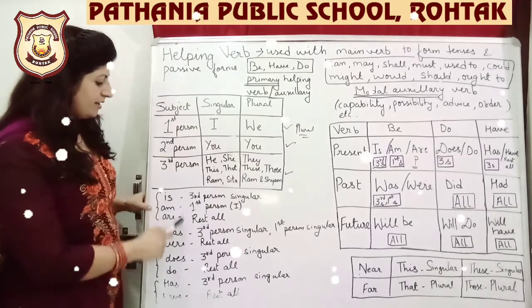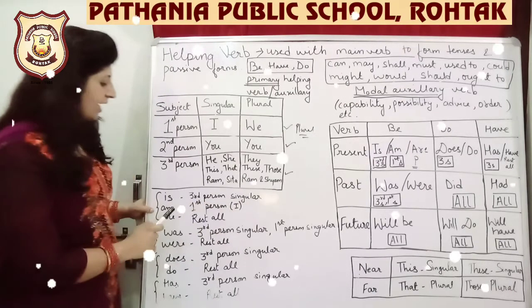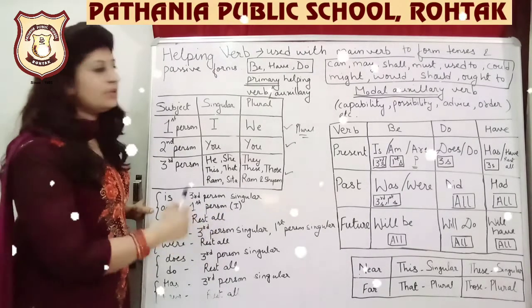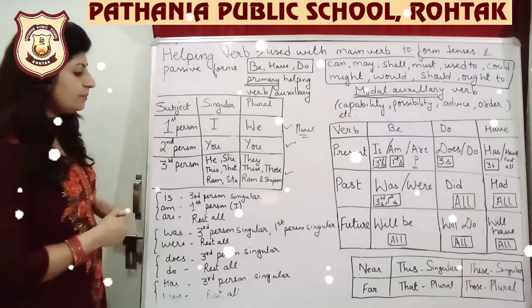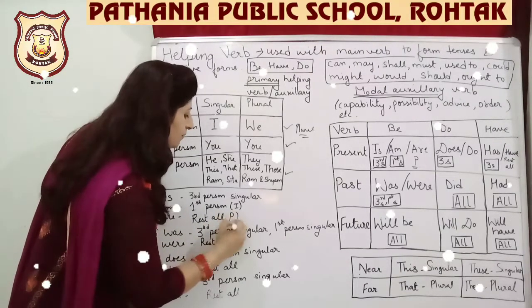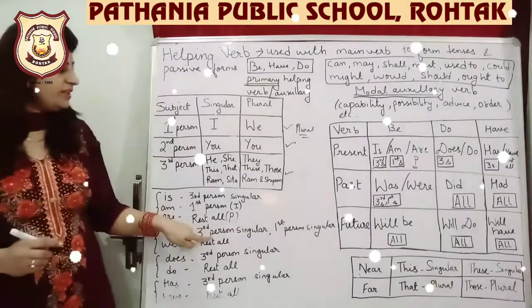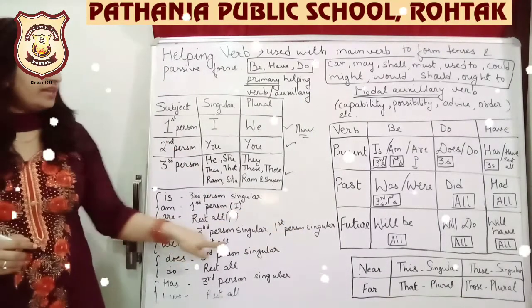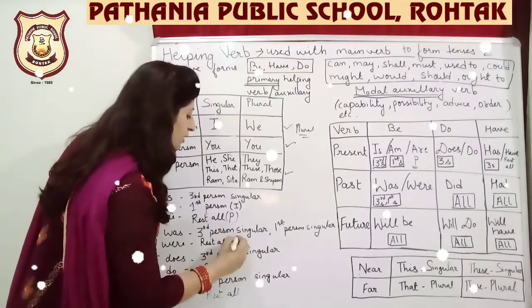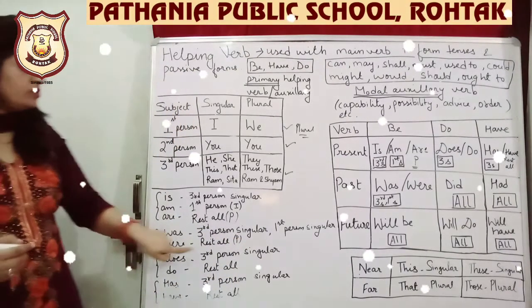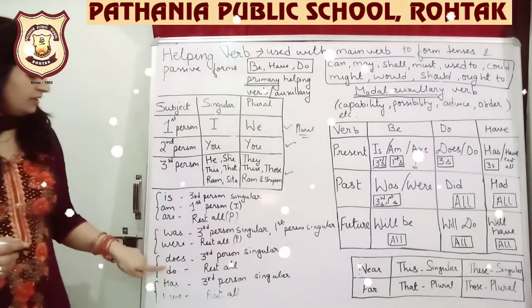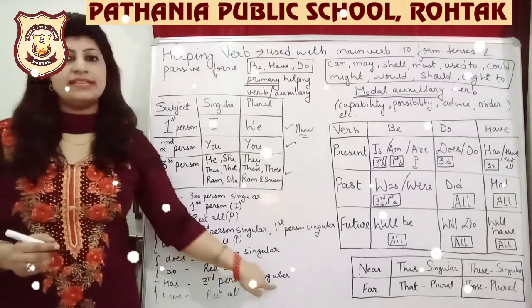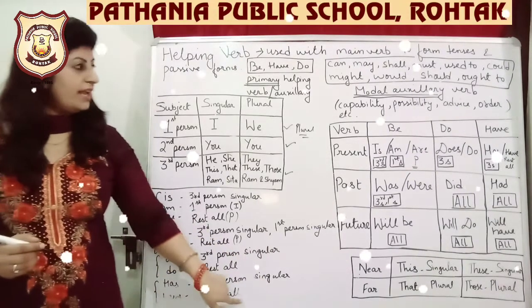So is, am, are. Is with third person singular, am first person, and that is specially I. Are with rest all, and are is used with plural only. Was is used with third person singular, first person singular. Were is used with rest all, and were is used with plural also we can say. Does is used with third person singular. Do is used with rest all. Has is used with third person singular. Have is used with rest all.